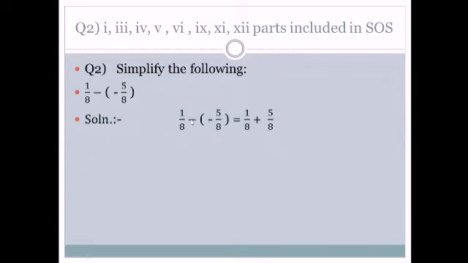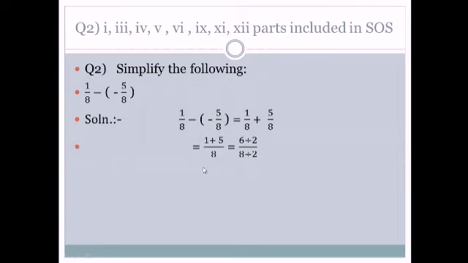So here 1 over 8 we copy as it is, minus sign multiply minus plus, and you write 5 over 8 as it is. Now the denominators are same. When the denominators are same, you simply add them. Fractions you can easily add when the denominators are same. So you take the LCM of both 8 and 8, LCM will be 8.